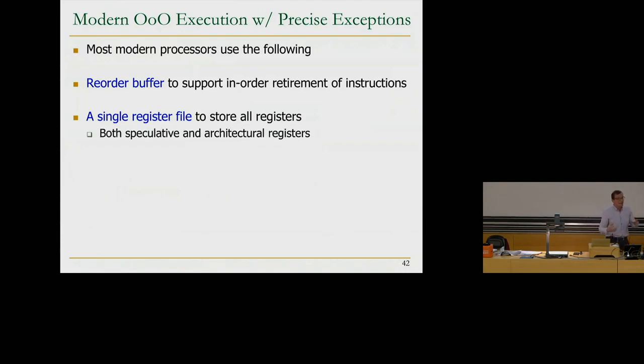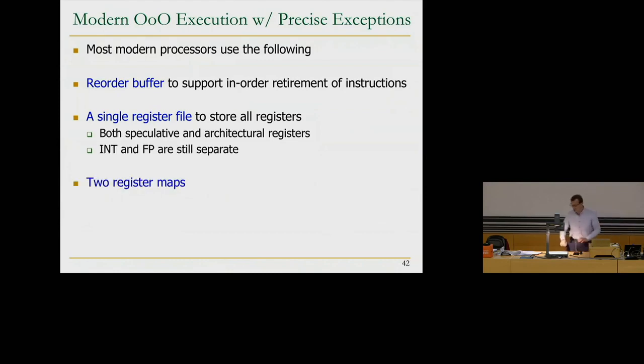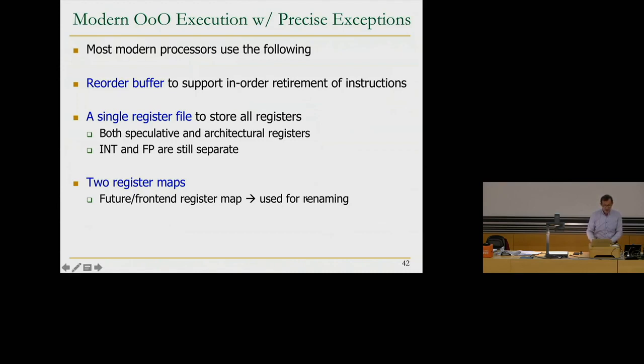So this register file contains both speculative registers, meaning renamed registers, and also architectural registers, architectural state. And integer and floating point are separate. And to be able to distinguish between the front end and the architectural state, they have two different register maps. These are essentially pointers. So basically, there's a future front-end register map that's used for renaming, and there's an architectural register map that's used for maintaining precise state. And before we do that, let me show you an example.